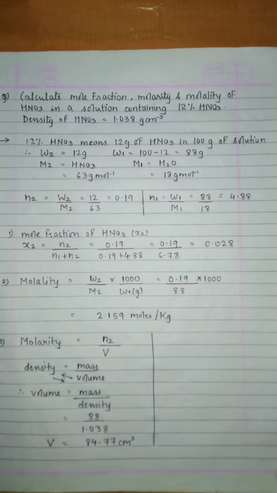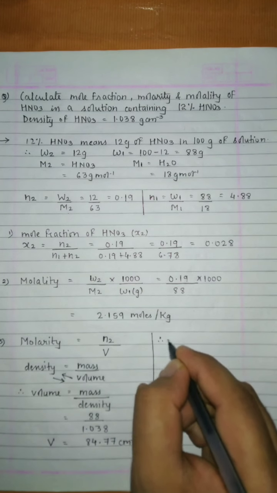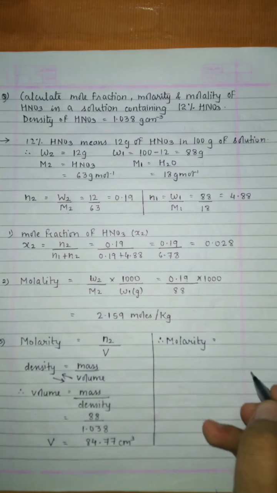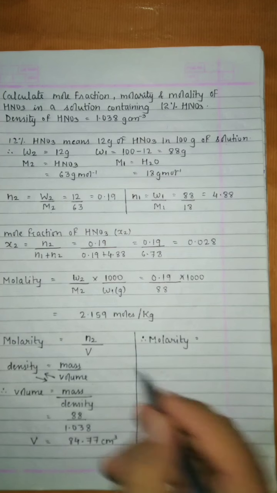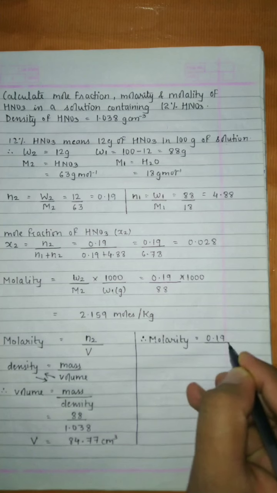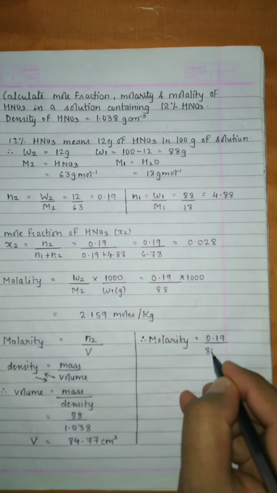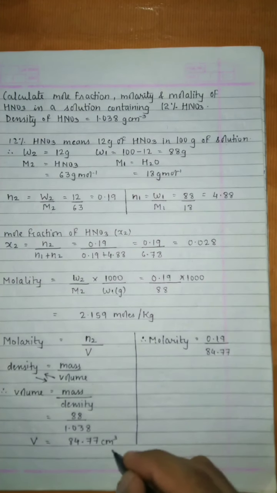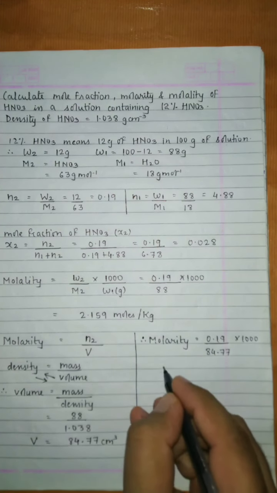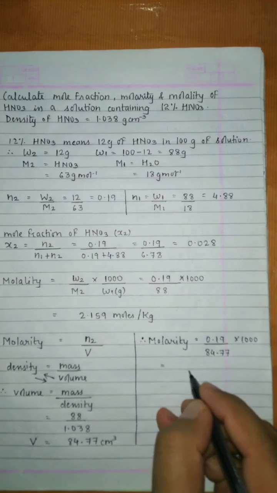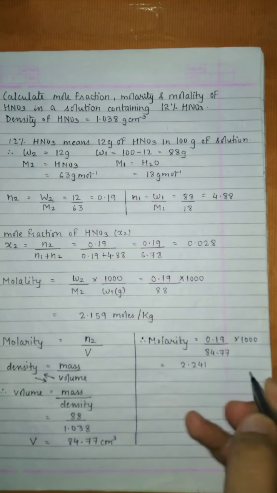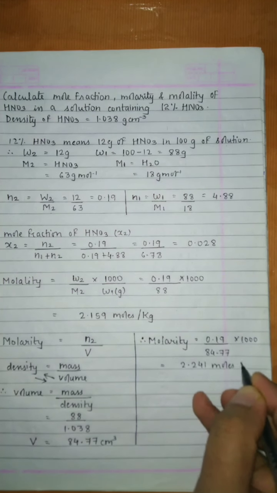So now I can put this in the formula and solve. Therefore molarity is equal to number of moles. Over here we are having N2 equal to 0.19. So 0.19 upon V, volume is 84.77, but since it is in cm cube, that is why I'm going to multiply by 1000 over here. So when I solve this value, I get value equal to 2.241 moles per liter.